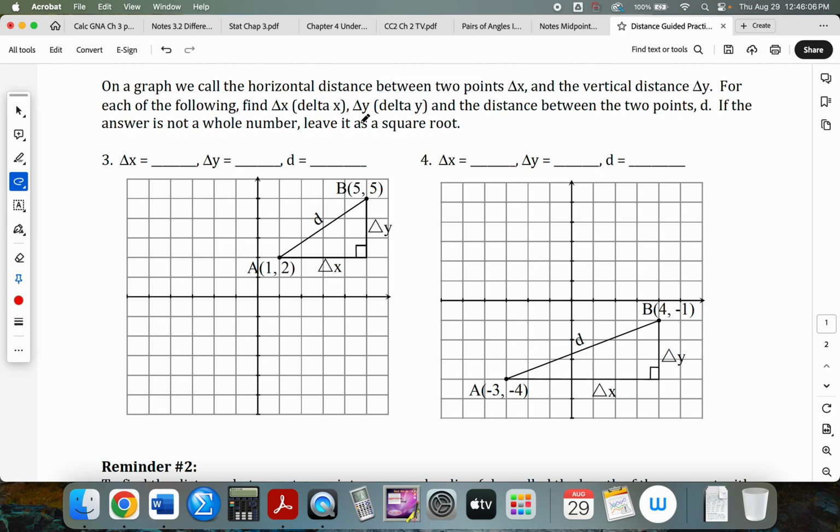For each of the following, we want to find delta x and delta y, and then the distance between the 2 points, d. That's why I called this d, because it's the distance between the 2 points. Okay? All right, so delta x. Well, we can just count that, right? 1, 2, 3, 4. Delta x is 4. And then for delta y, it's 1, 2, 3.